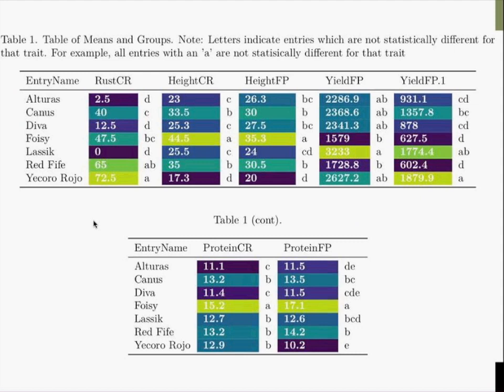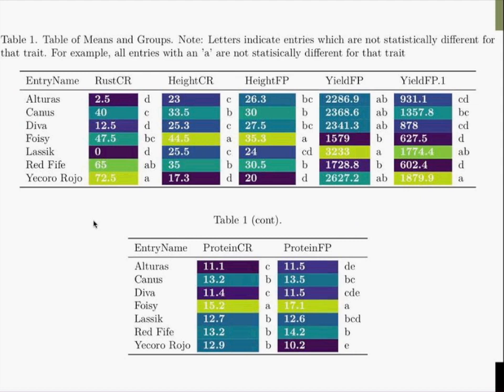So thinking again where yellow is high and the dark purple is low. For all of these traits, high is good, except for this rust incidence where you actually want a low number. So you can kind of look across and see. All right, for yield, Lassic here standing out, though Yacoro Rojo not far behind. For height, which was important for weed competitiveness, we see Foisey standing up above everything else, literally. And likewise, Foisey also had really good protein numbers.